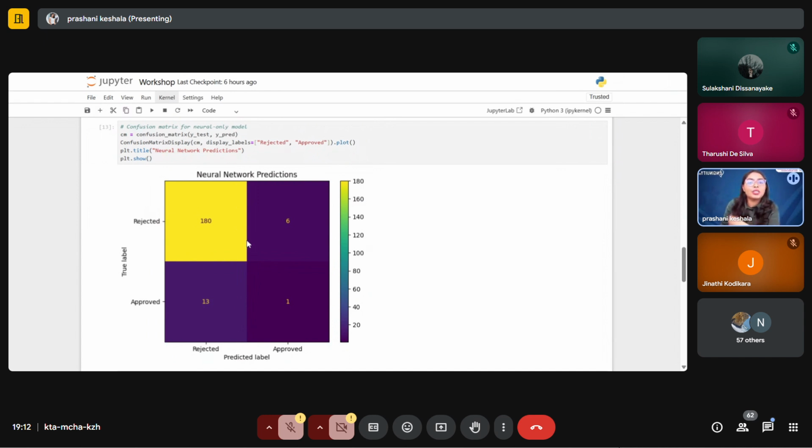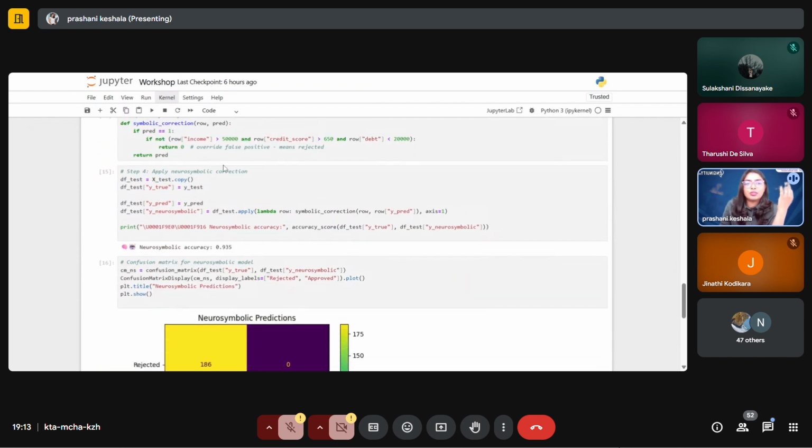So what I want you guys to look at clearly is that out of the 186 rejections, 180 were correctly seen by the neural network, but six were falsely seen, because that's why it says the true label. So the rejected ones which were really rejected is like 180, but the rejected ones which were approved is six, which means there were six cases that were not correct.